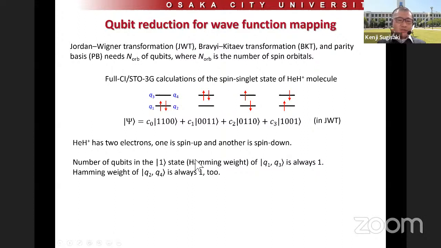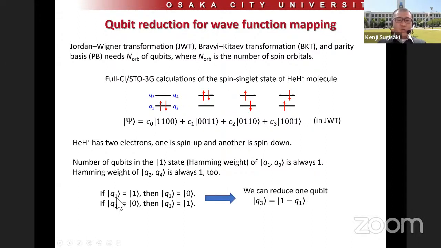And usually the number of qubits in the one state is also called the Hamming weight. And also the Hamming weight of Q2 and Q4, those qubits tracks the occupation number of spin beta electrons. It's always 1. Okay? So it means that if Q1 is in the 1 state, we can say that Q3 is in the 0 state. And if Q1 is in the 0 state, then we can safely say that Q3 is in the 1 state.